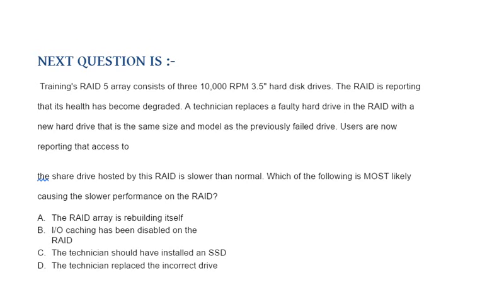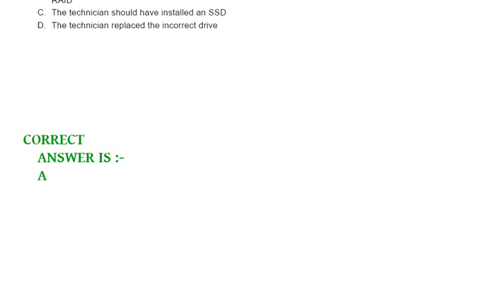Option A. The RAID array is rebuilding itself. Option B. I/O caching has been disabled on the RAID. Option C. The technician should have installed an SSD. Option D. The technician replaced the incorrect drive. Correct answer is option A.